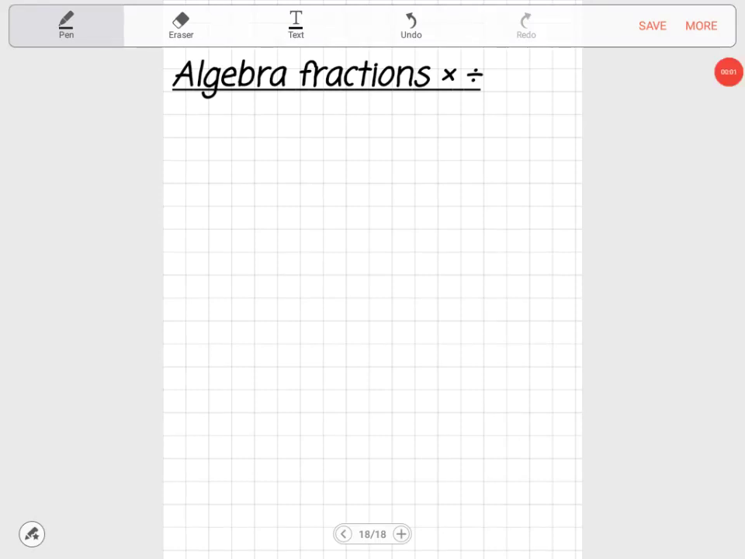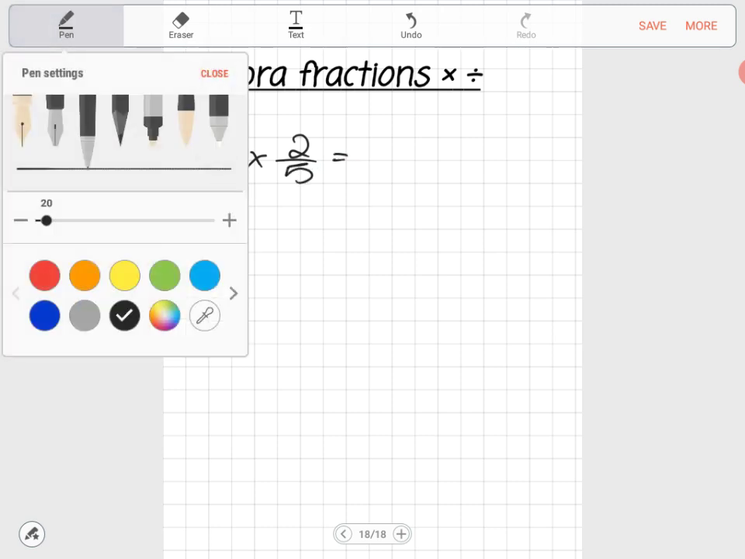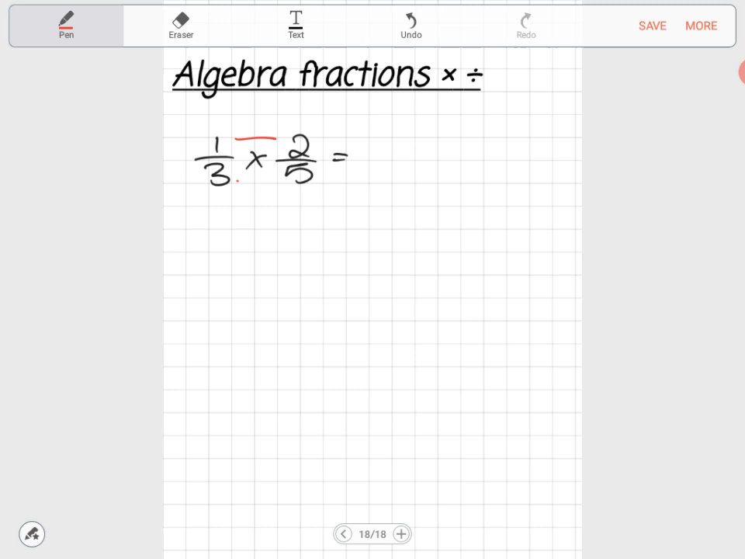In this video we will be going over how to solve algebra fractions that are multiplying or dividing two pairs of fractions. So first let's look at multiplying fractions. If you are multiplying 1/3 by 2/5, what we are doing is multiplying the top numbers together and the bottom numbers together. So you will get 1 times 2 over 3 times 5. That's the same thing as 2 over 15.